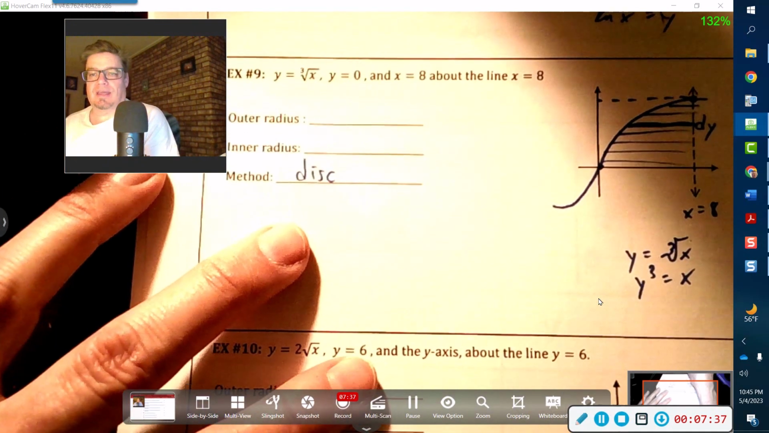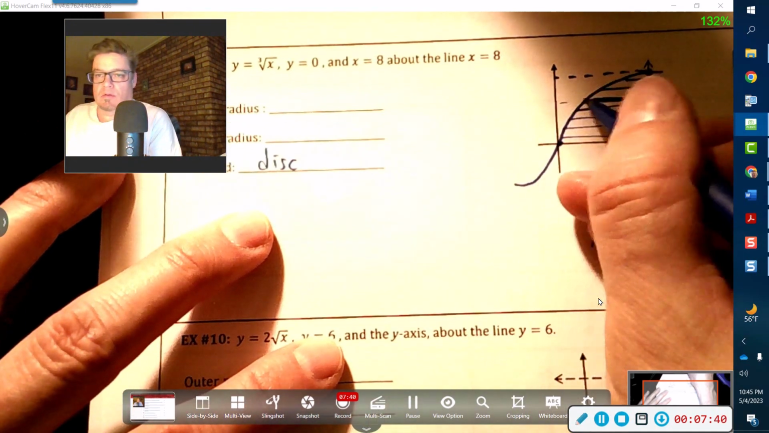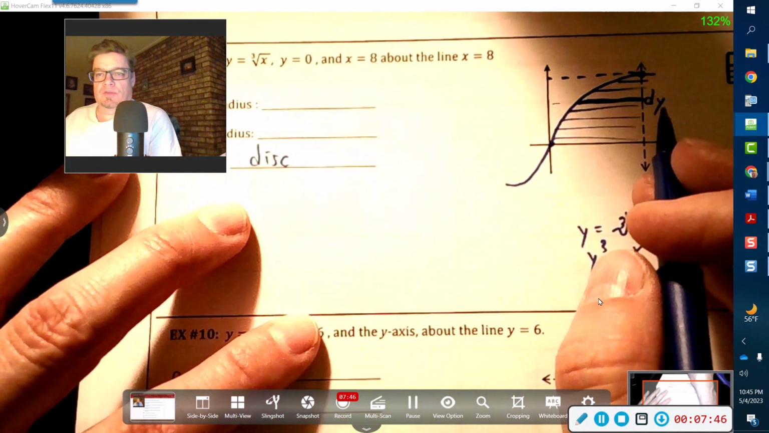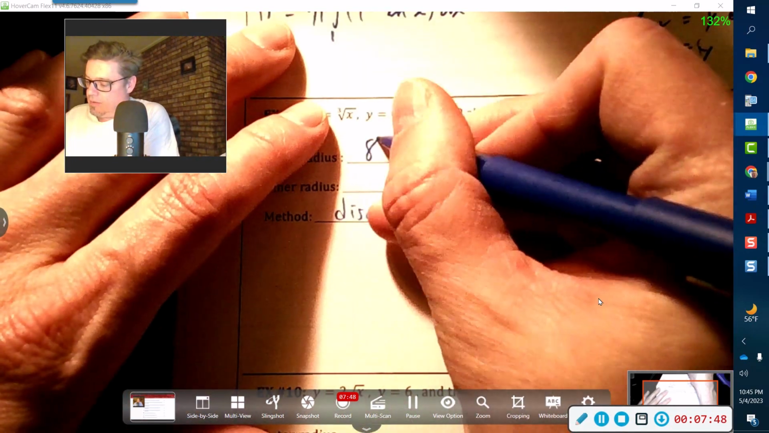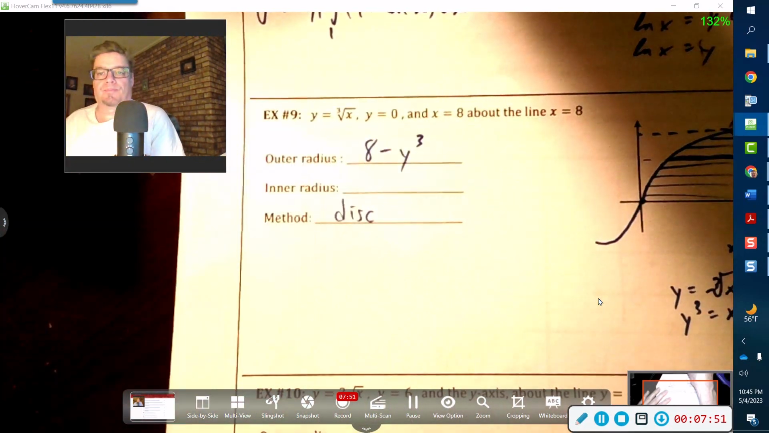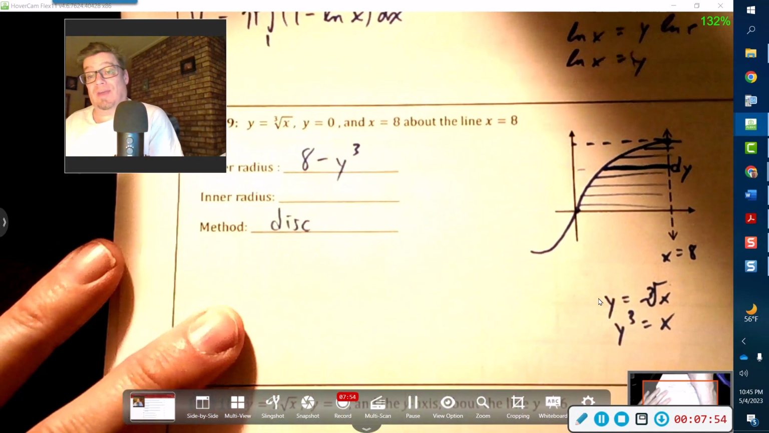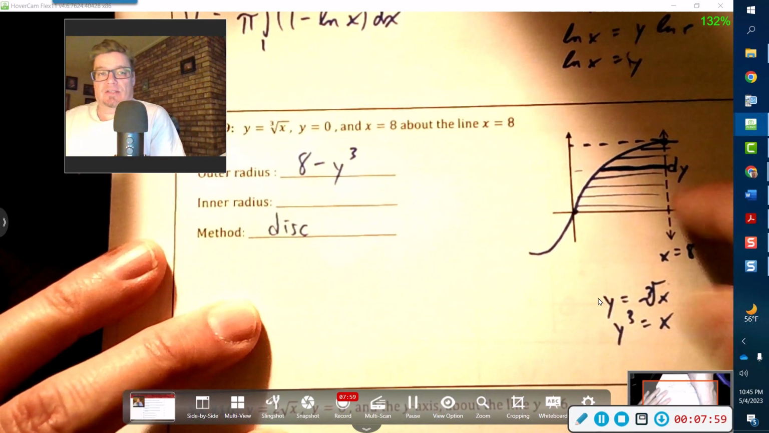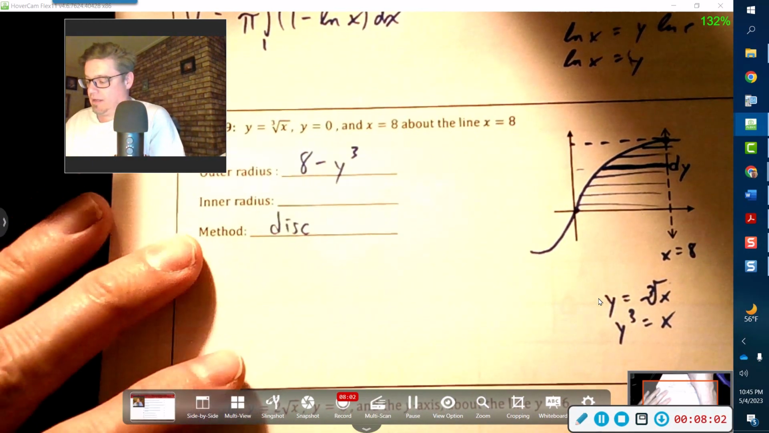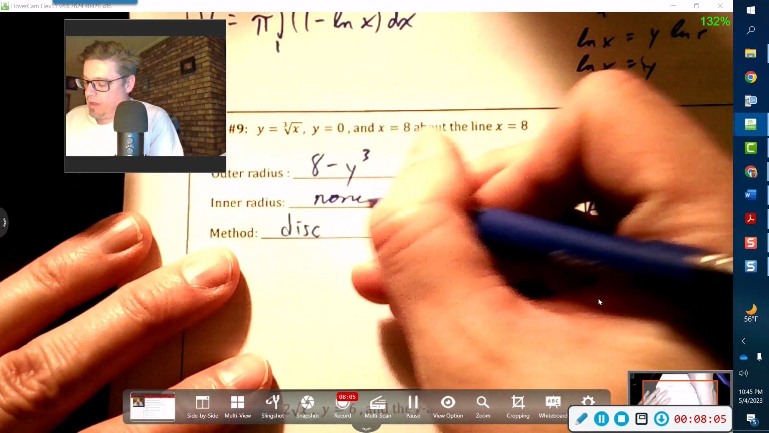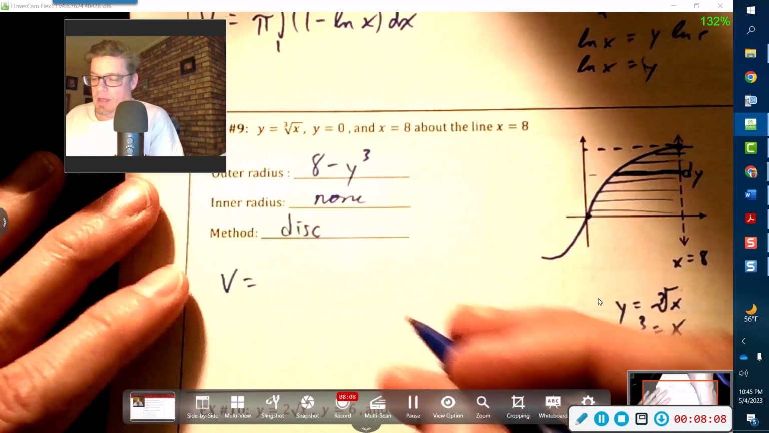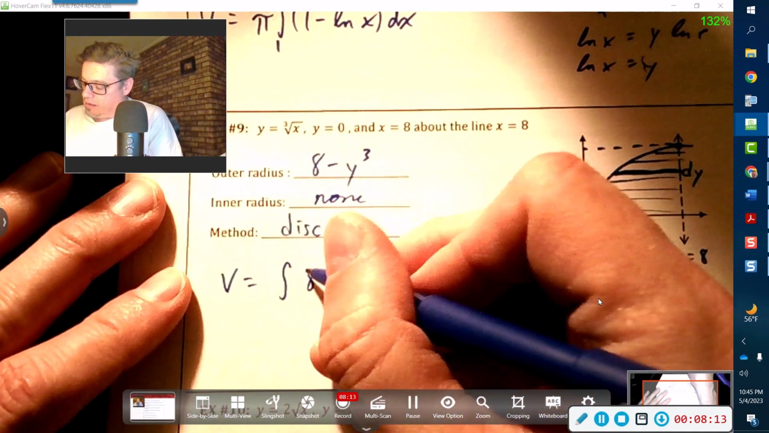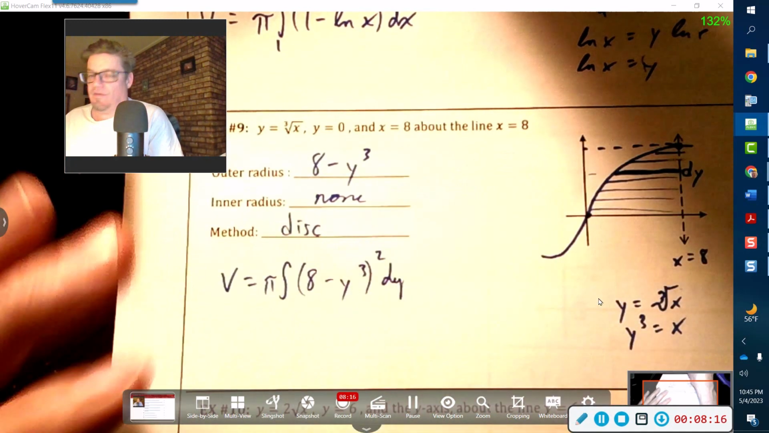So it looks like this distance right here is the function y cubed. So here we would take our 8 and we would minus y cubed. And there is no inner radius because there's no hole. We are actually attached. The shaded region is attached to your axis of revolution, being x equals 8. So there is none. And so what we would do is say volume equals the integral of 8 minus y cubed, dy. We'd square that guy. Make sure we put the pi in front because we're revolving.